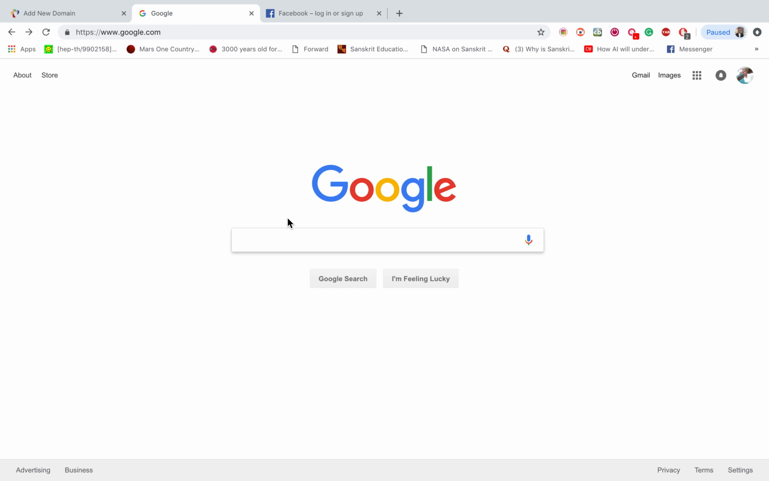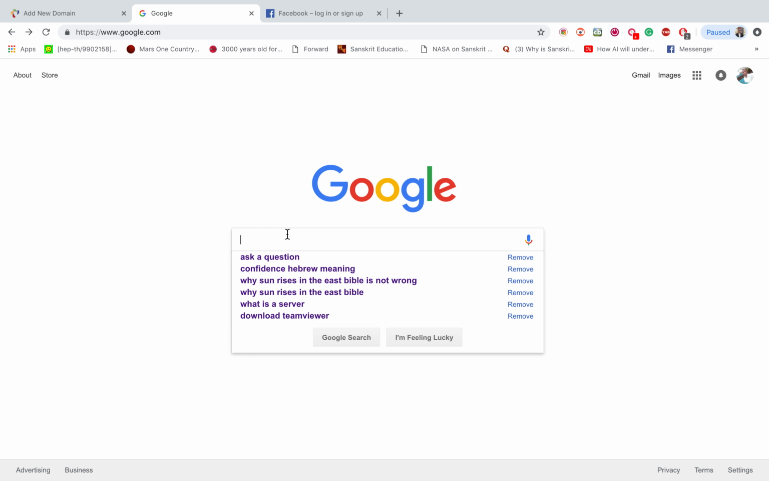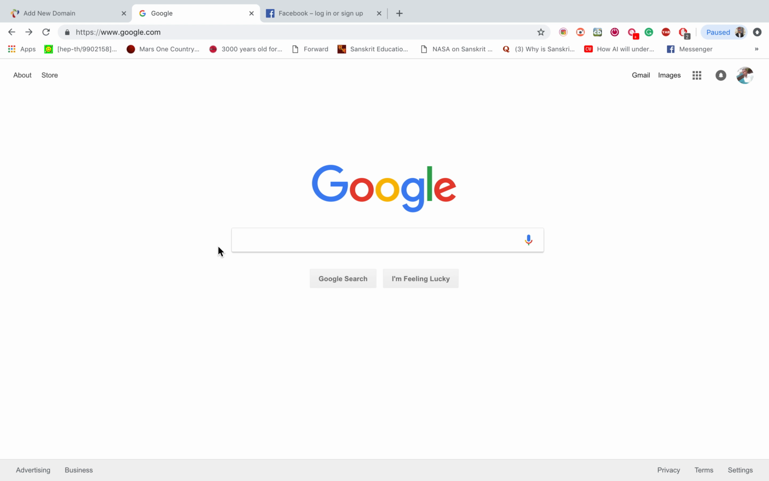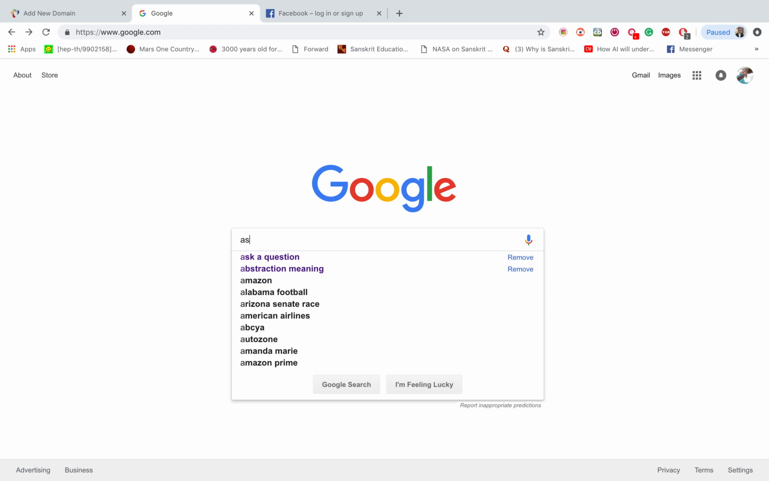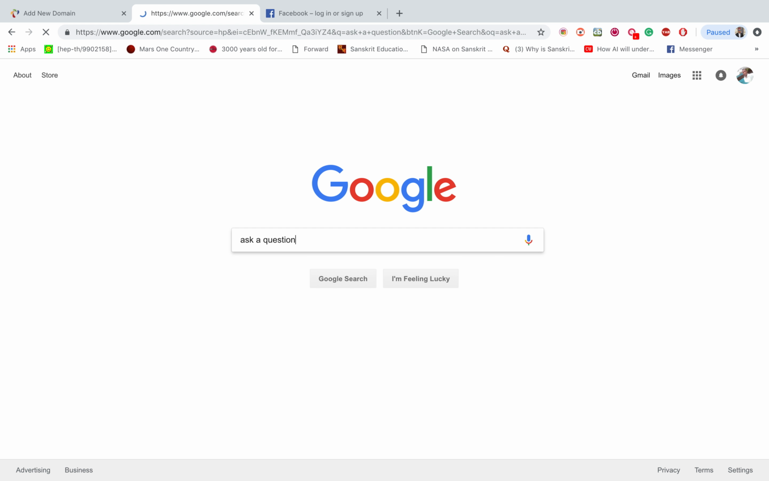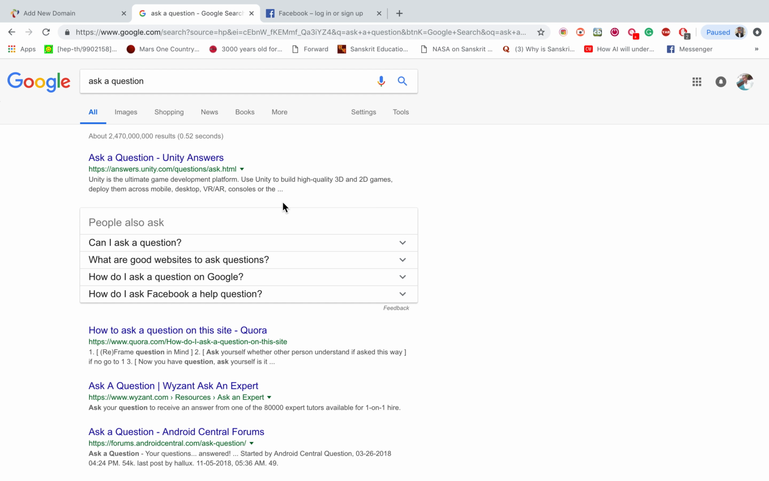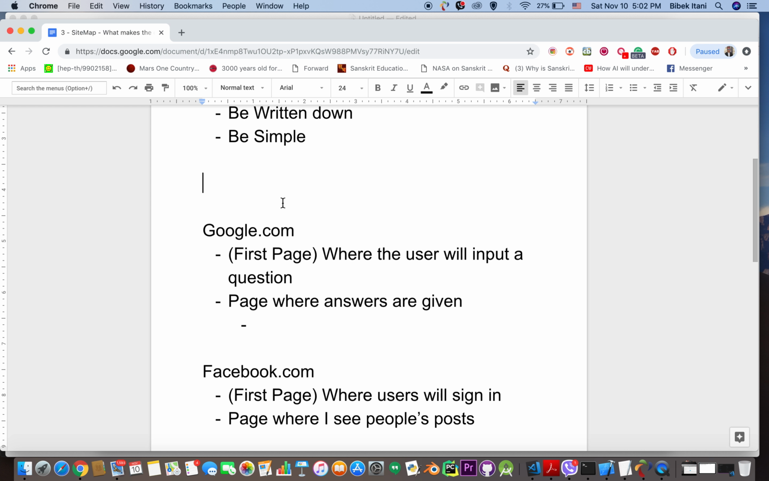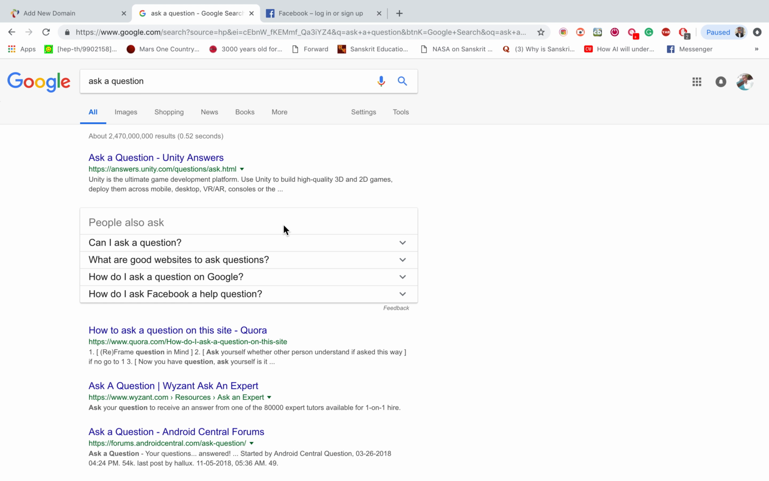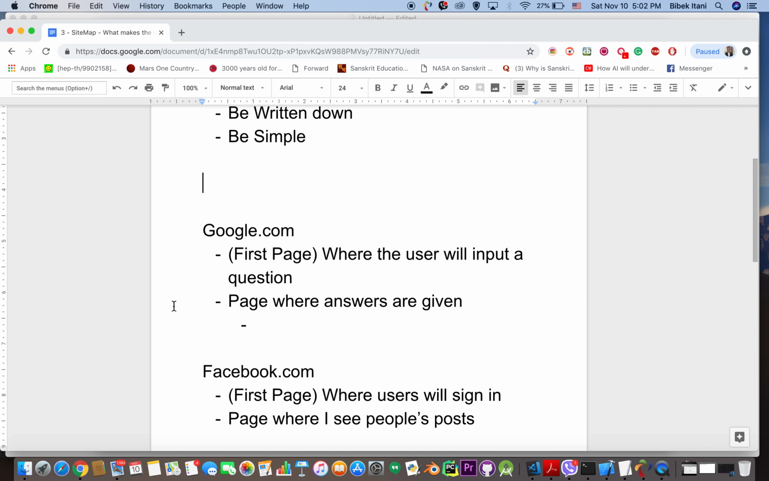Let's go to google.com. When you go to google.com, you see this simple thing which asks users to enter the thing they want to search about. So Google sitemap is such that there's the first page. Okay, when you ask any question, it will move you to another page where you see the answers. So that is the basic thing the sitemap does. So the flow is that you ask your question, then you move to a page where you see your answers. So it's the same way here.